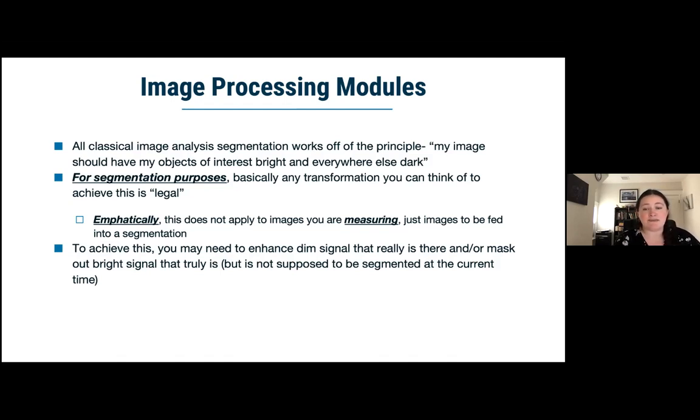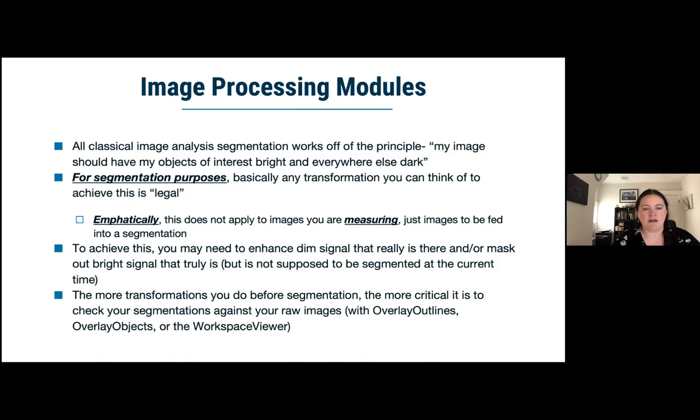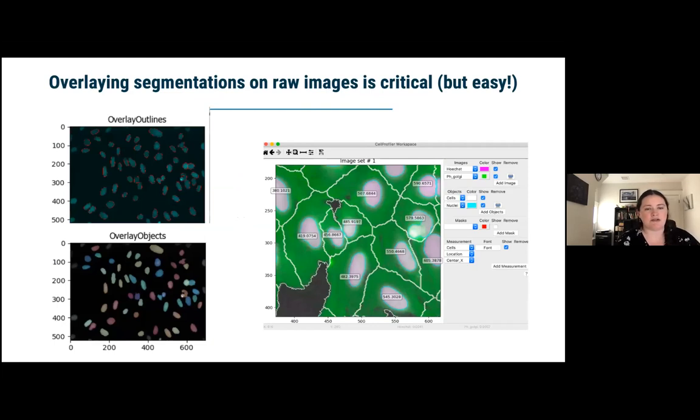So you may need to enhance dim signal that's really there, or you may need to mask out bright signal that is there but isn't what you care about, like debris, or dead cells or other aspects. The more transformations you do before your segmentation, the more critical it is to check those against your raw images. And so CellProfiler gives you several different ways that you can do that. Because it can be very easy to say, oh, my objects are correctly identified for the set of pixels that went into identify primary objects or some other identification module, but you want to make sure that ultimately you're still reflecting the raw image that went in in the first place.